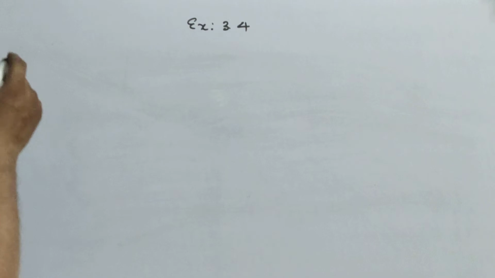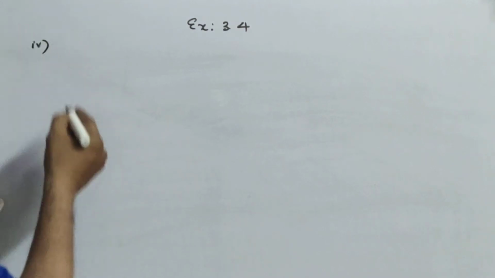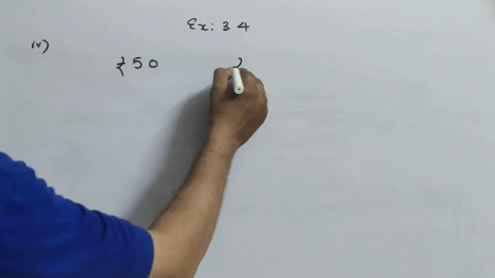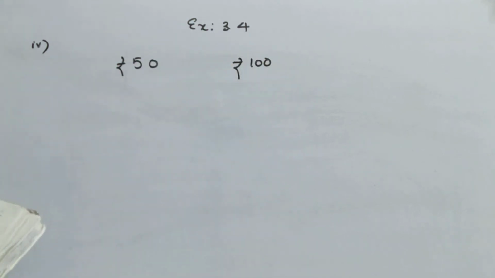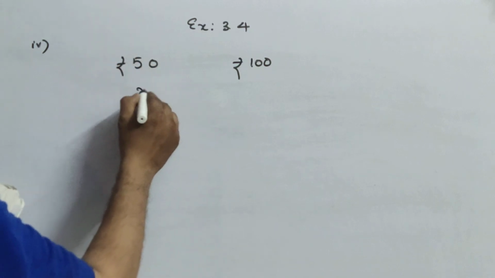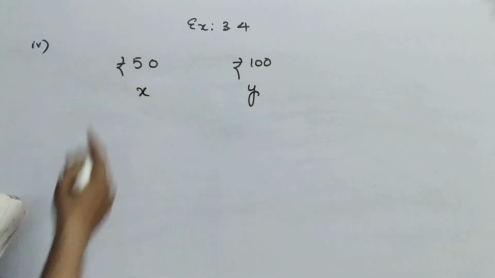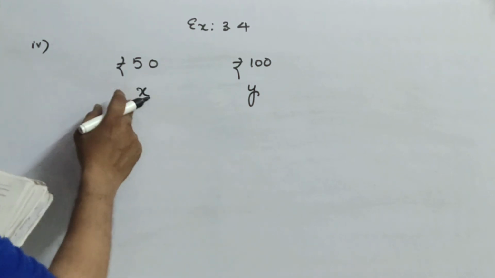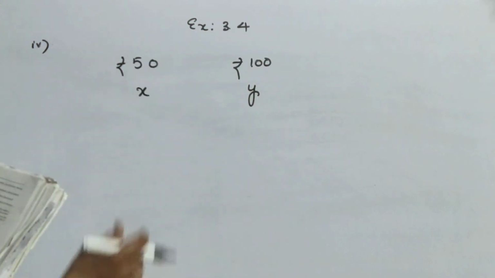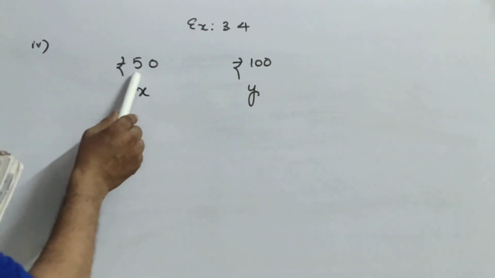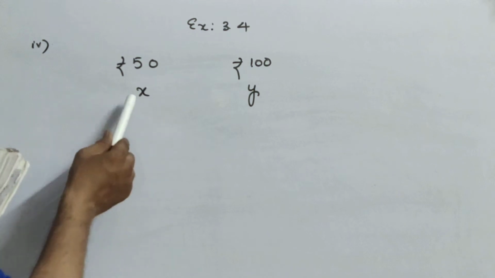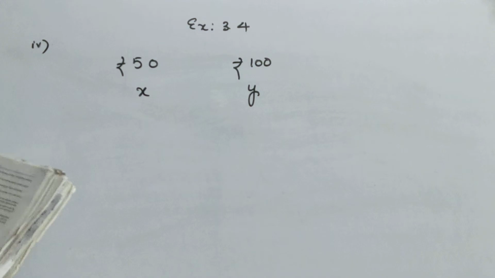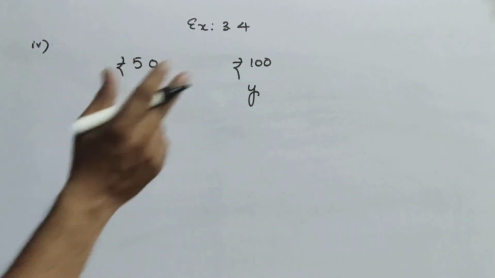Okay, see here, fourth question. So Meena went to bank. Here she asked the cashier for 50 rupees notes and 100 rupees notes. So take 50 rupees notes as X and 100 rupees notes as Y. She requested the cashier to give 50 rupees notes and 100 rupees notes. But we don't know how many, so we take the 50 rupees notes as X and 100 rupees notes as Y. Okay. So the total amount is 2000.